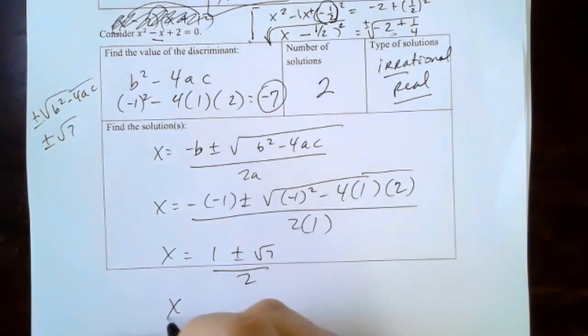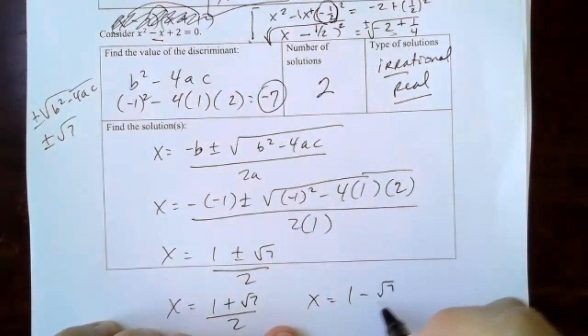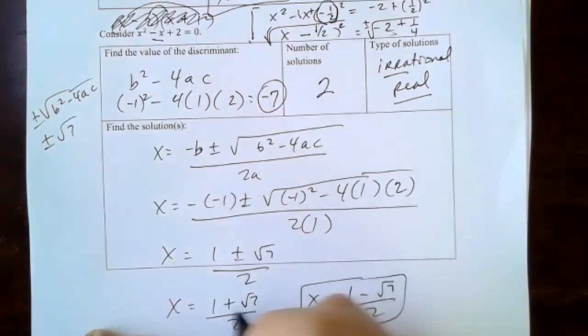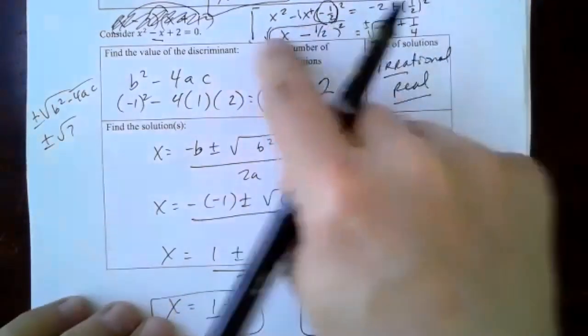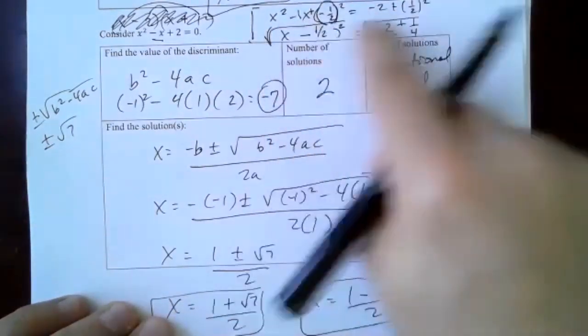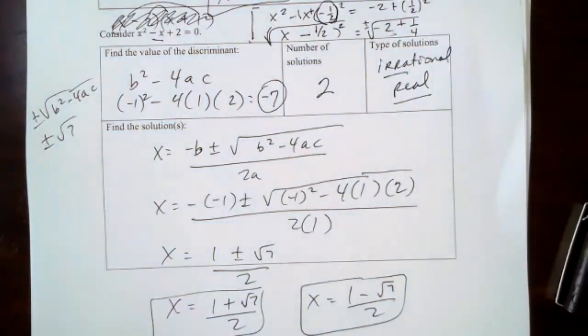And so my final answer is x equals 1 plus square root of 7 over 2 and 1 minus square root of 7 over 2. Okay, there's my 2 crazy answers that are irrational. And that's what I would have wound up with if I'd have worked all this crud out right here, right? So I'm going to take a second and go back to that first page. We still got about 5 minutes left.